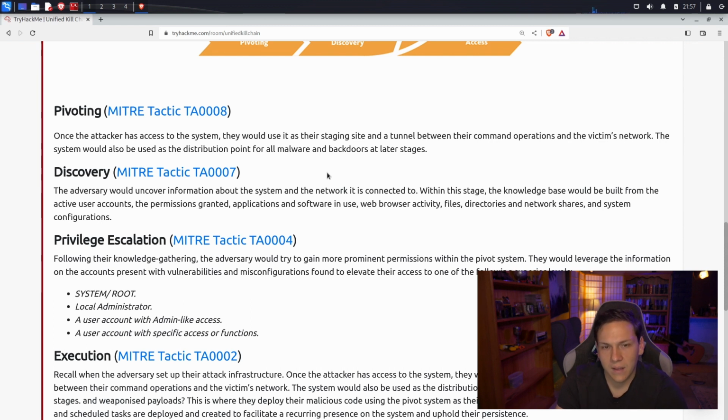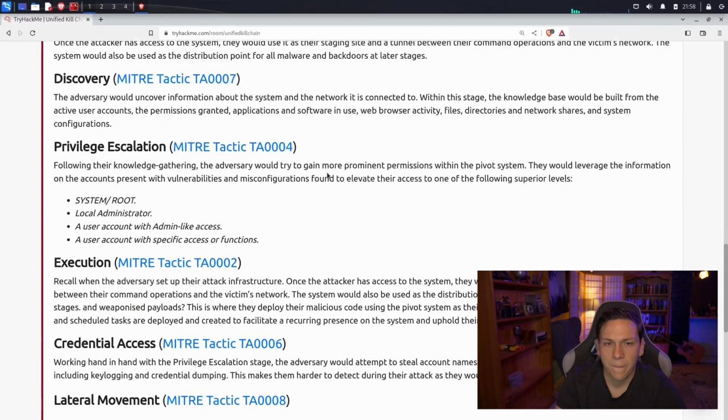Discovery. The adversary would uncover information about the system and the network it is connected to. Within this stage, the knowledge base would be built from the active user accounts, the permissions granted, applications and software in use, web browser activity, files, directories, and network shares, and system configurations.